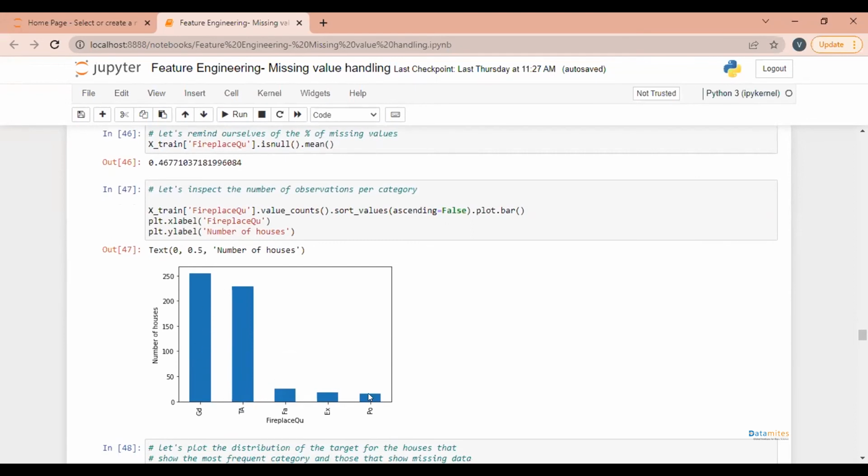The mode of this data set seems to be GD. It is the most frequently occurring category of fireplace quality, and if you observe, the count is around 250. So it has been occurring most of the time. If we impute the missing 50% of our data with this category, most of the data set for fireplace will have GD as the mode again, so a huge distortion can be observed. Let's see that.